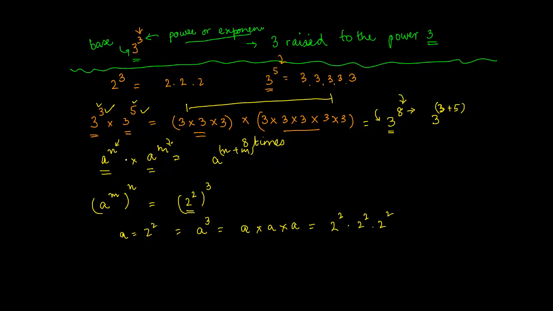But from here we notice that a to the power n into a to the power m is a to the power n plus m. So we can write this as 2 to the power 2 plus 2 plus 2, or 2 to the power 6. Again, interesting. If you notice, 6 is equal to 2 times 3. So we write this as a to the power m raised to the power n is actually equal to a to the power m into n. Let's just write it here.